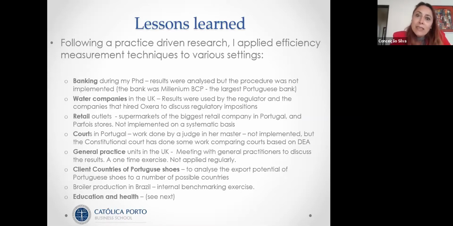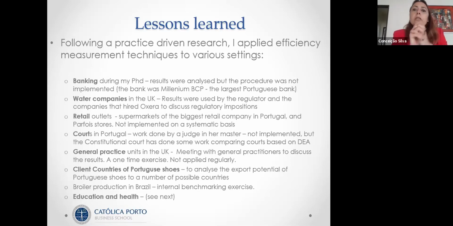Regarding the lessons learned, what I can tell you is I've been following a kind of practice-driven research over these last years where I applied efficiency measurement techniques to a variety of settings. I applied it to banking during my PhD, to water companies, to retail outlets, to courts, to general practice units, to client countries for Portuguese shoes. This is a recent application, it's not published yet. To broiler production in Brazil, which is also very recent, and also education and health, which I'm going to show next with some more detail.